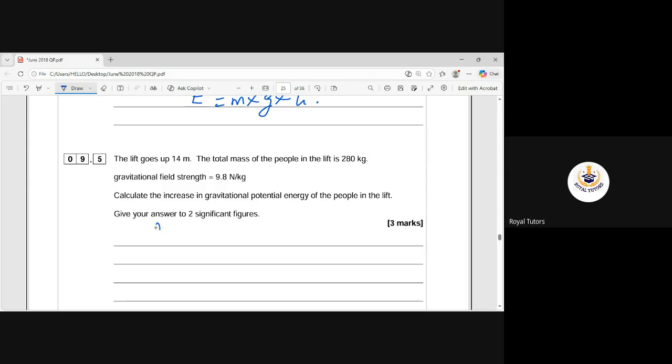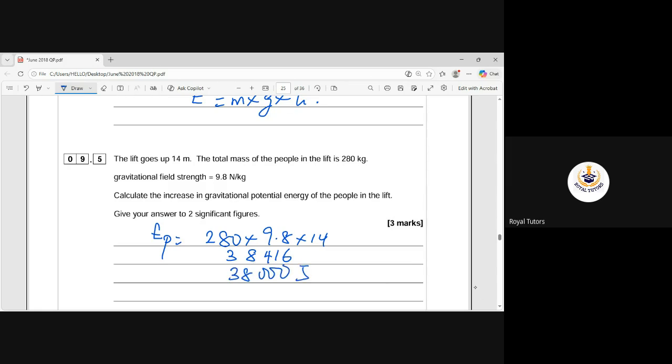So basically, you just need to multiply everything together. You have your 280, you have 9.8, and you have 14. If you multiply everything together, that will give you 38,416 joules. Since they ask us to put our answer in two significant figures, that is basically going to be what?